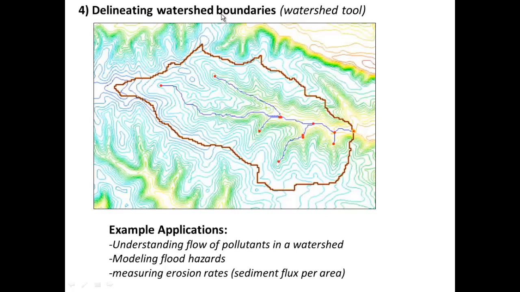A fourth tool that we won't be using in this video is called the Watershed tool. Once you've delineated your flow accumulation raster, you can run the Watershed tool to just start at any point and work headward until it reaches the drainage divides, and then actually determine the bounding polygon that incorporates the watershed. And that's pretty handy if you're studying flows of pollutants or flood hazards or a whole bunch of other things. But we won't be using that tool. With that introduction, let's jump right into applying these tools in ArcMap.